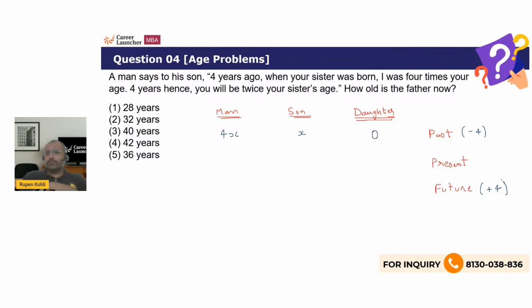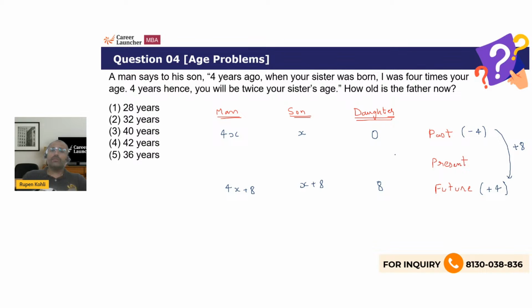So from -4 to +4, this is a jump of 8 years. So everybody will grow old by 8 years. So the daughter would have become 8 years. Everybody would age by 8 years from 4 years in the past to 4 years in the future. So 0 will be 8, daughter will be 8 years, son will be x plus 8, man will be 4x plus 8.